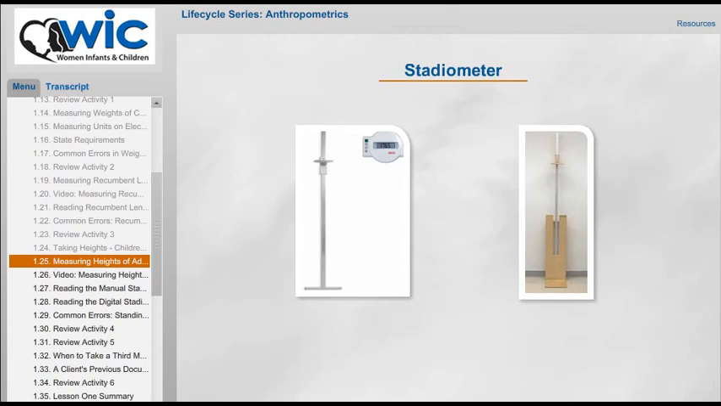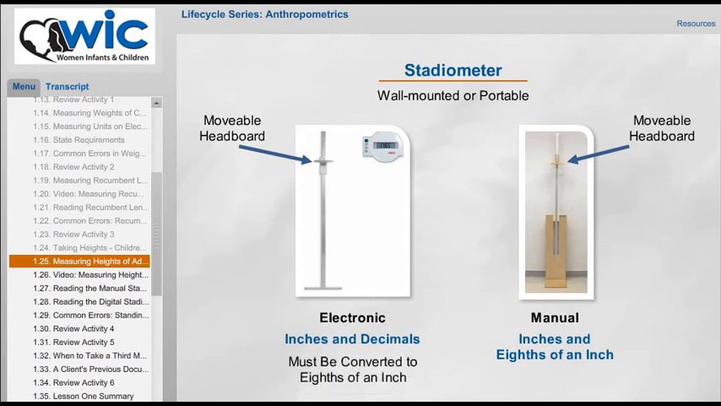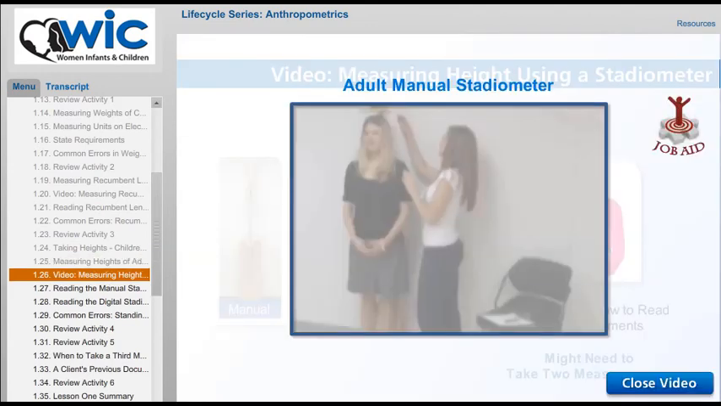The stadiometer can be wall-mounted, portable, and either electronic or manual. Instead of a movable footboard, as in the recumbent length board for infants, the stadiometer has a movable headboard to accommodate for differences in height. Manual stadiometers display measurements in inches and eighths of an inch, while digital or electronic stadiometers display measurements in inches and decimals, which need to be converted to eighths of an inch.